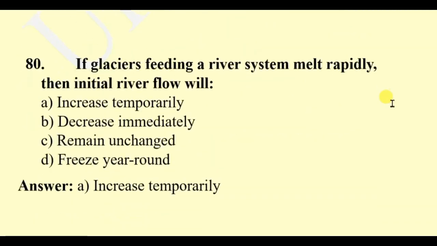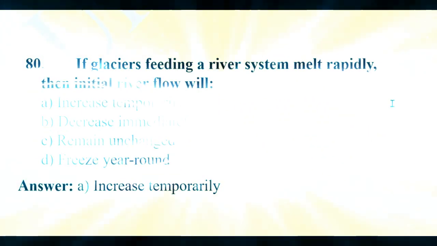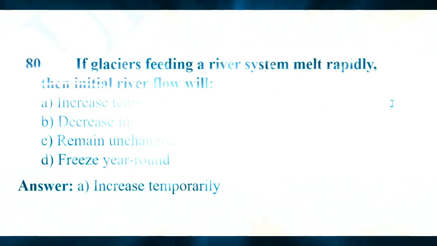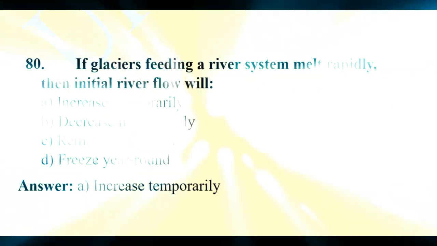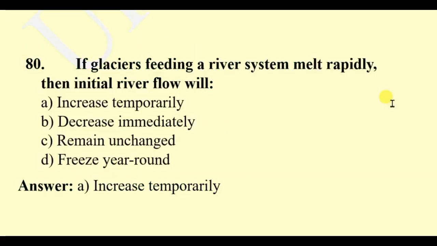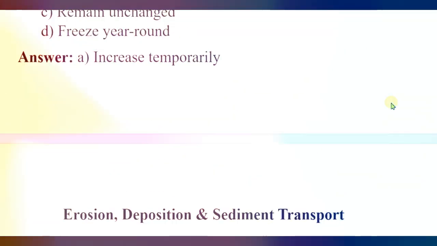Question 80. If glaciers feeding a river system melt rapidly, then initial river flow will increase, temporarily decrease, immediately remain unchanged, or freeze year round. The right answer will be increase temporarily.